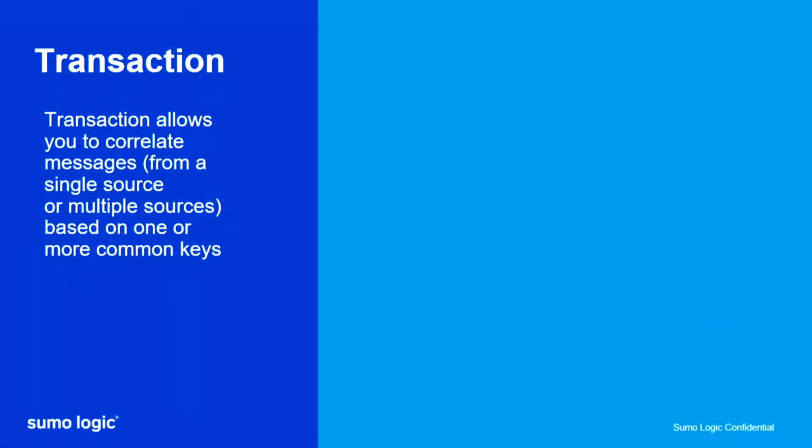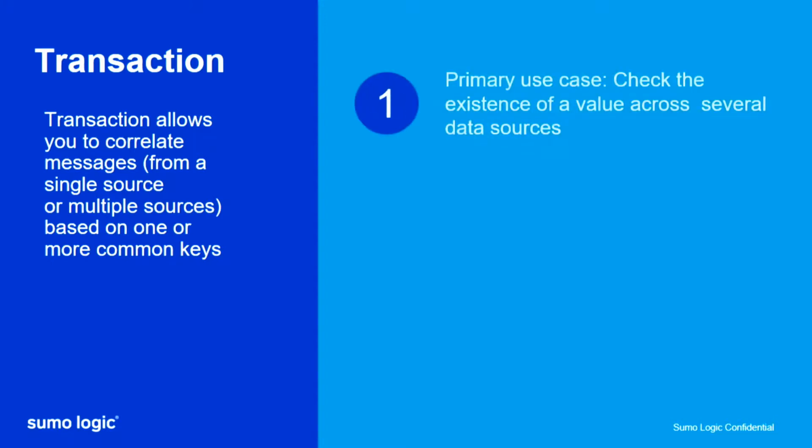So the first operator I'm going to show you, and we'll dive deep into, is transaction. Transaction allows us to correlate logs from one or more log sources. So it can be a single log source, it can be multiple. What's the primary use case for transaction? The primary use case is checking the existence of a value, for example, an IP, across different log sources.